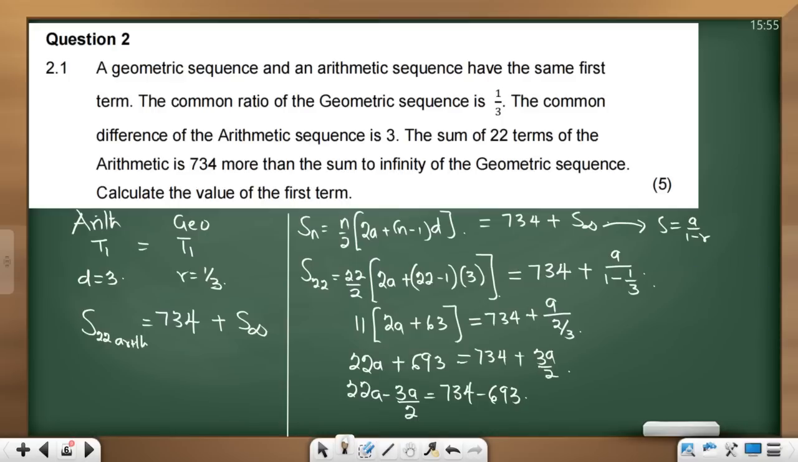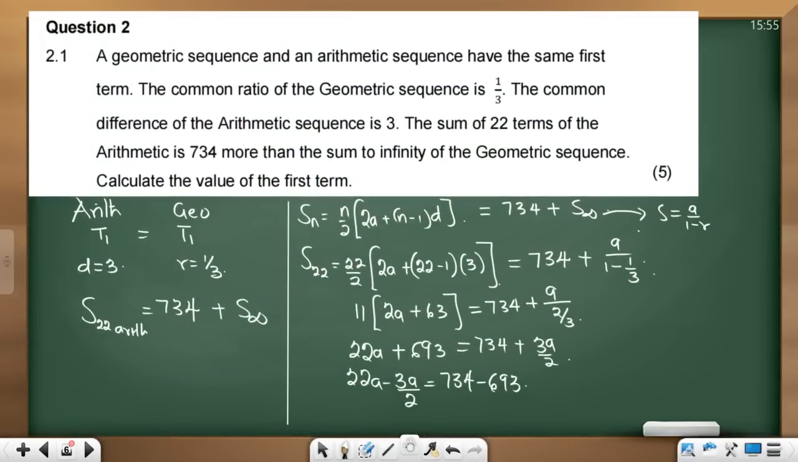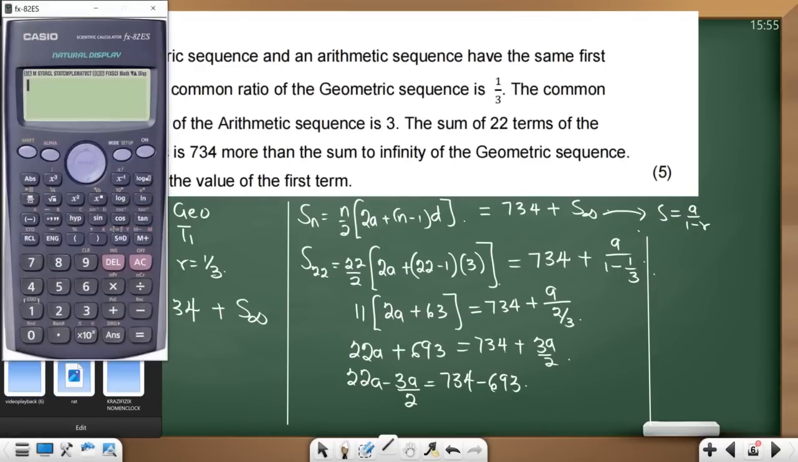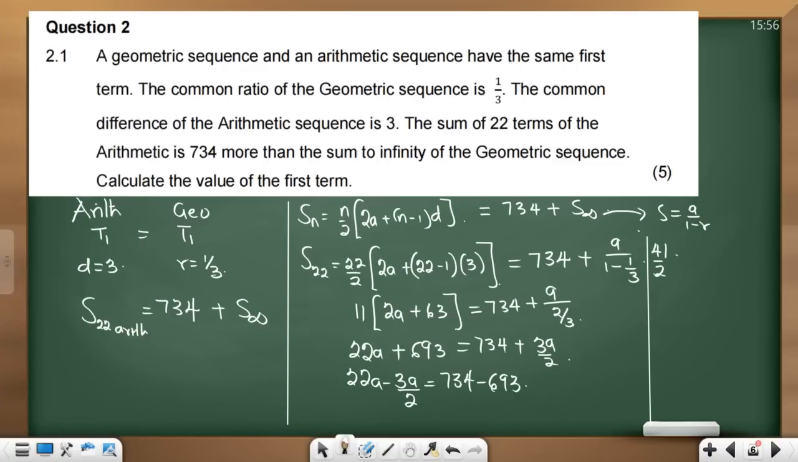That will give us 20.5. Okay, if you are not sure, please guys, use a calculator. Please, please, please. Don't be a genius in the exam and get things wrong. What do we have? 22 minus 3/2. All right, 41/2. So that gives us 41/2a. And what is 734 minus 693?